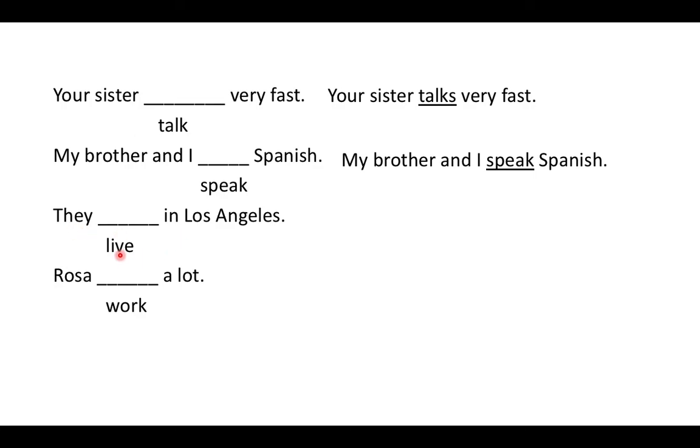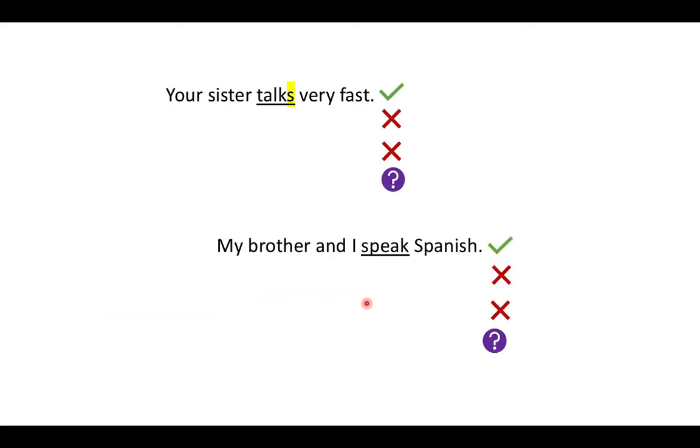They live in Los Angeles. So that one's going to stay the same. They live in Los Angeles because we used the word they before it, not he, she, or it. Rosa, a lot. The verb we want to use is work. And since we said Rosa, who's a she, we would add an s at the end. Rosa works a lot. So we're going to do some more practice.